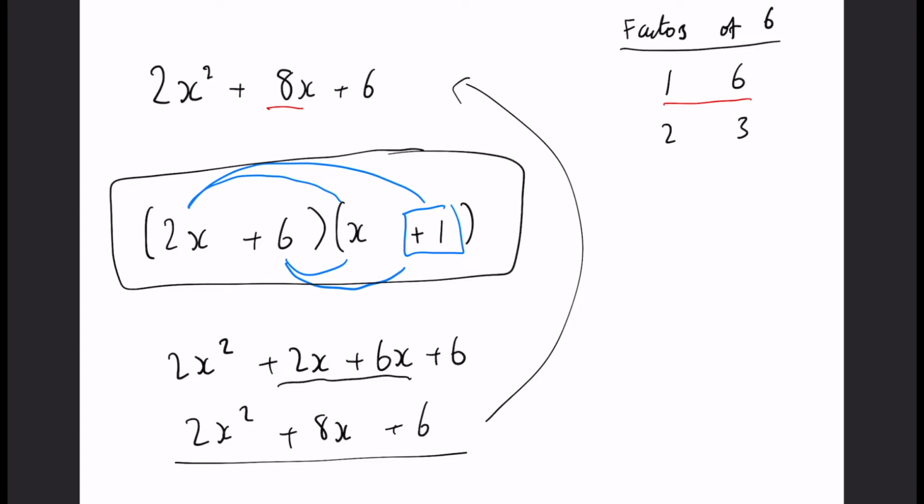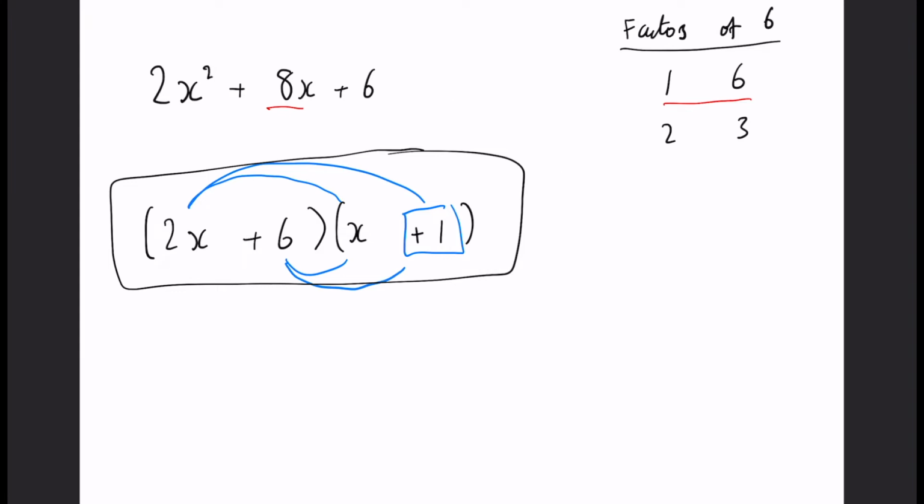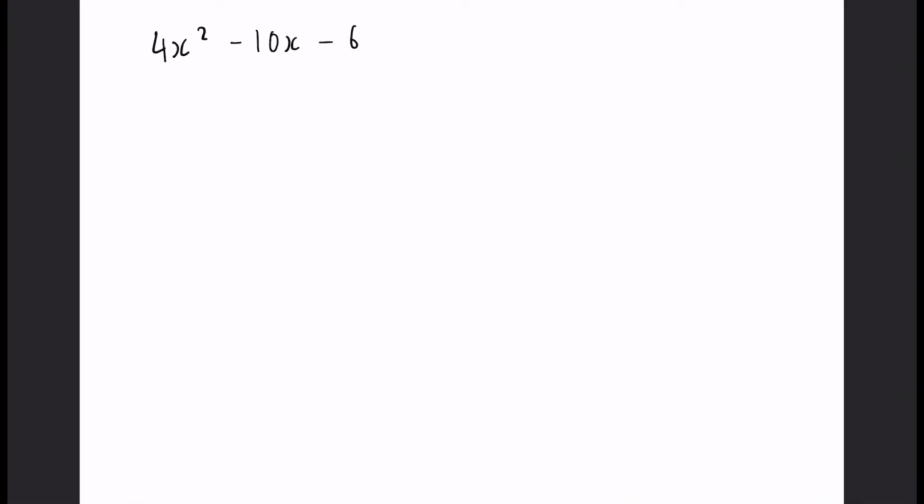So that's the first kind of example. You have to think about what number you put where. And the order does matter this time, because that 1 has to go in that place. Okay, let's have a look at the second example.